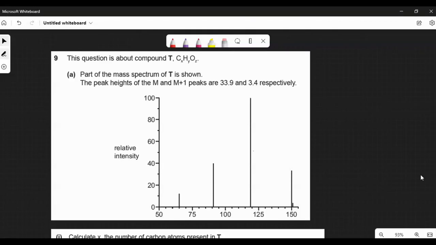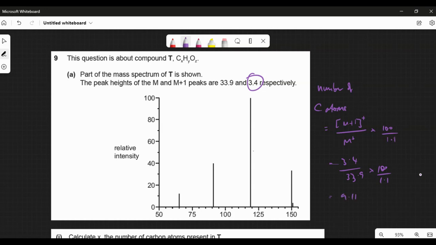This is for Danish. There's a question about compound T, which is that, and there's its mass spectrum. The first thing we have to do is find out the number of carbon atoms. As you all know, the number of carbon atoms is equal to the n plus 1 peak divided by the n peak times 100 divided by 1.1. This is the n plus 1 peak, 3.4, divided by 33.9, times 100, divided by 1.1. I've done it already. It's 9.11, which is about 9 carbons.